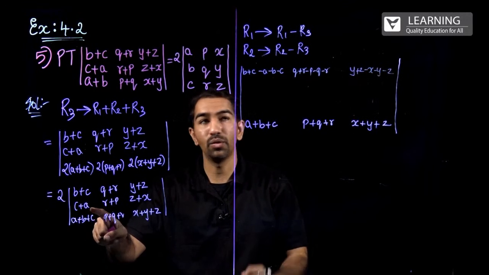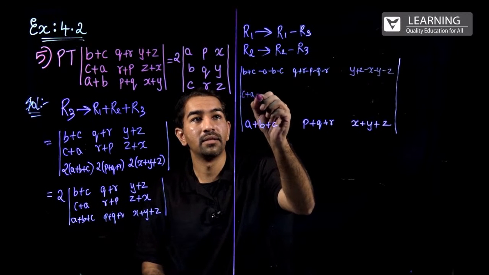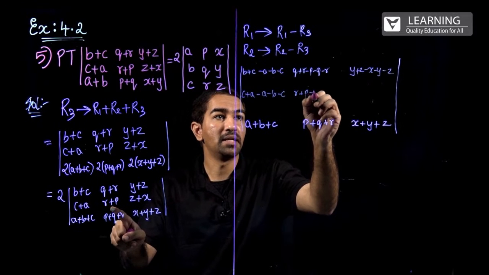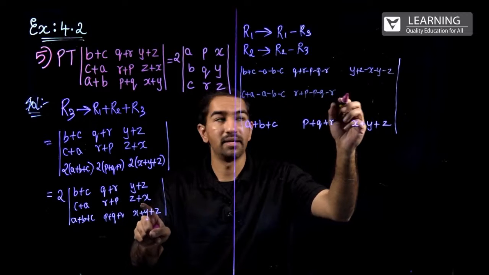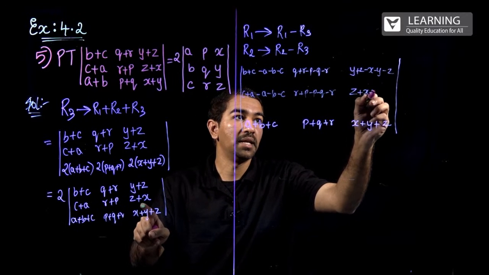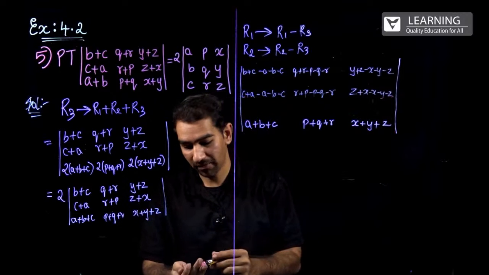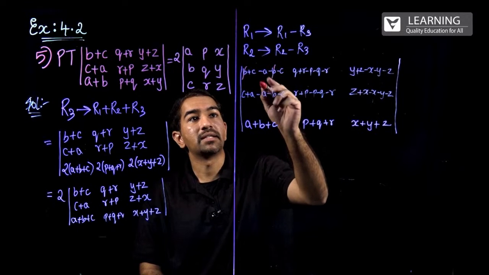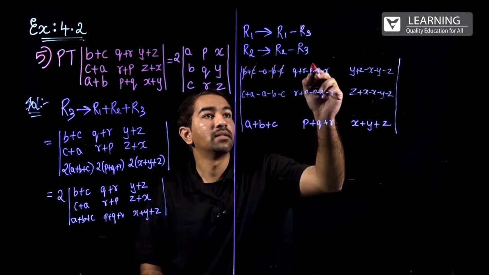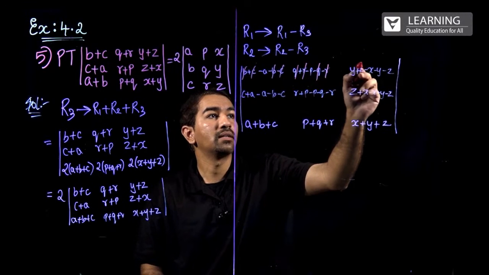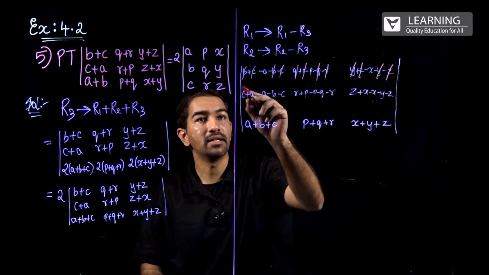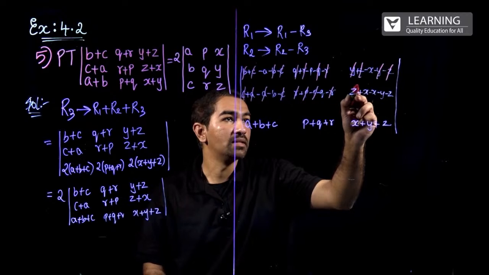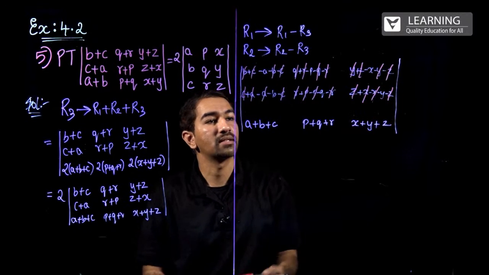Same thing for R2 as well. C plus A minus B minus C, R plus P minus Q minus R, and Z plus X minus Y minus Z. So if you see here now, next, plus B minus B will get cancelled, plus C minus C will get cancelled, QR, YZ, correct? Here CA, RP, ZX and ZX will get cancelled out.